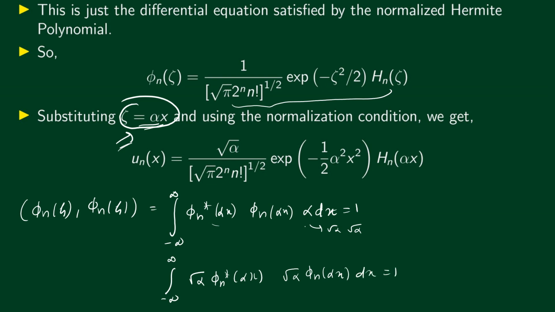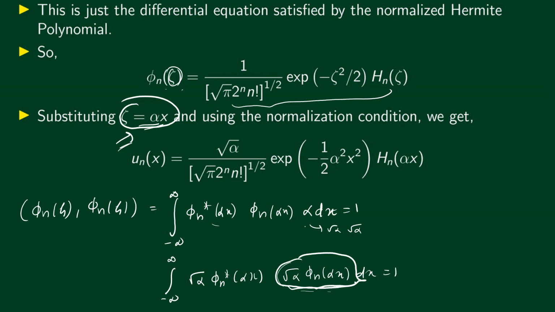Now here we have the functions of x, which are the energy eigenfunctions. The energy eigenfunctions are square root of alpha phi n star of alpha x and square root of alpha phi n of alpha x. We are looking for the normalized energy eigenfunctions, which is why there's an extra square root of alpha here. So the normalized eigenfunctions can now be written as square root of alpha phi n of alpha x. Instead of zeta, we just put alpha x, with an extra square root of alpha to make sure that it's normalized.